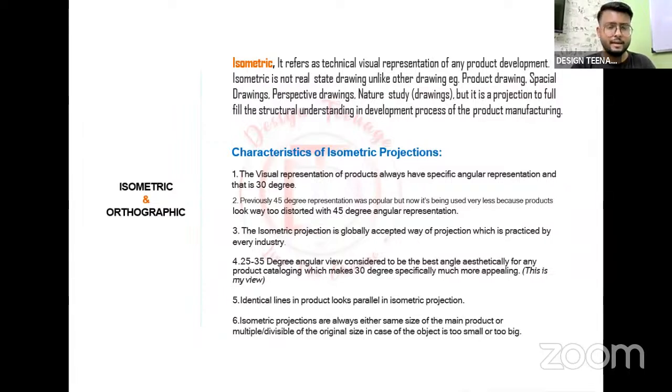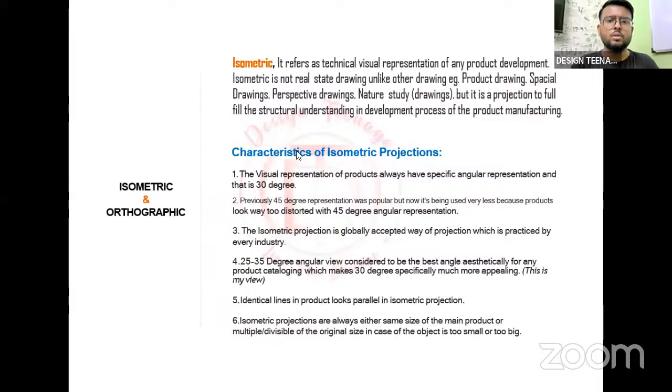Now coming to the characteristics, because that is what describes this particular topic, what this isometric drawing is. So the visual representation of a product always has a specific angular representation, that is 30 degrees. So isometric drawing is nothing but when you have a 30-degree representation of any sort of projection.